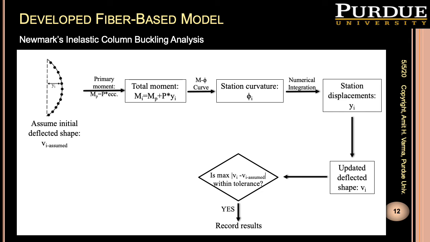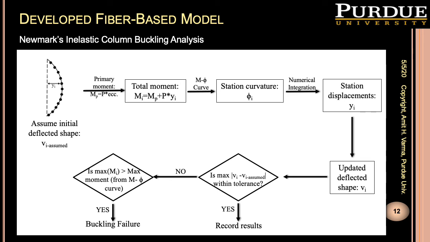If the station's moment along the member's height exceeds the maximum moment that can be developed in the section, the column will fail in global elastic buckling. If the axial force equilibrium cannot be established at any step while generating the moment curvature plot, the member would fail in yielding or crushing.